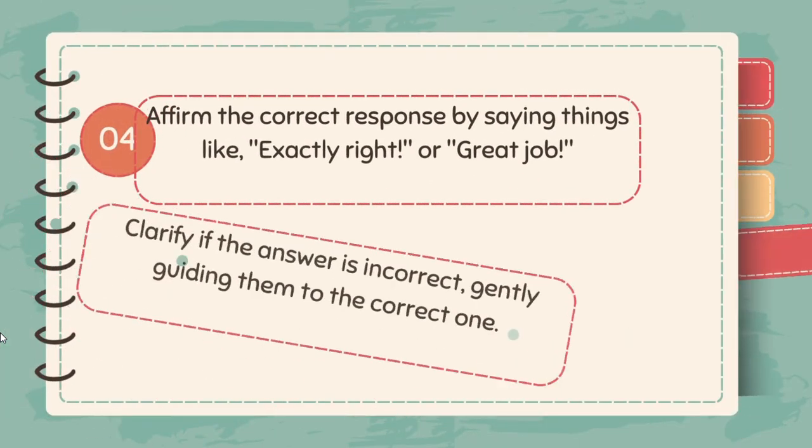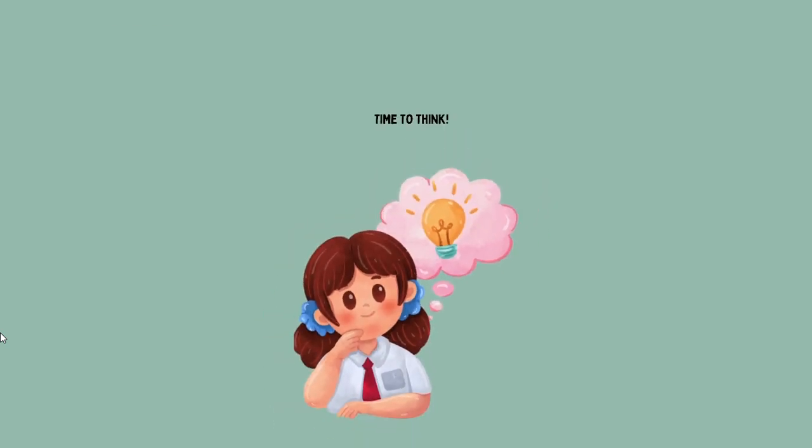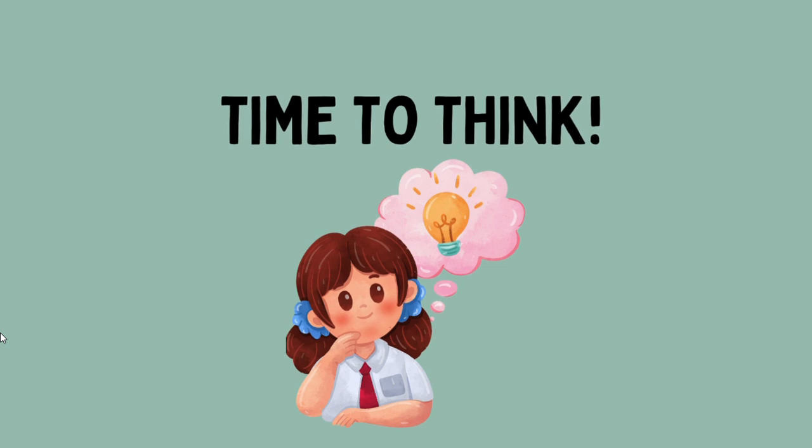Then, affirm the correct response by saying things like, "Exactly right," or "Great job." Lastly, clarify if the answer is incorrect, gently guiding them to the correct one. Now, try to think of an example of how to apply affirmative checking in the classroom.